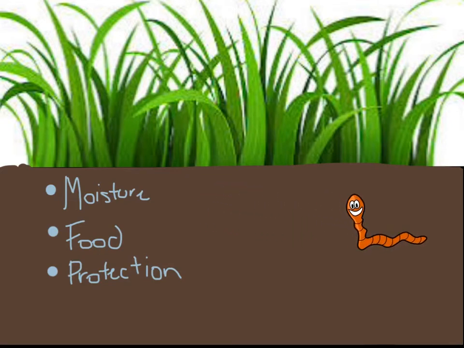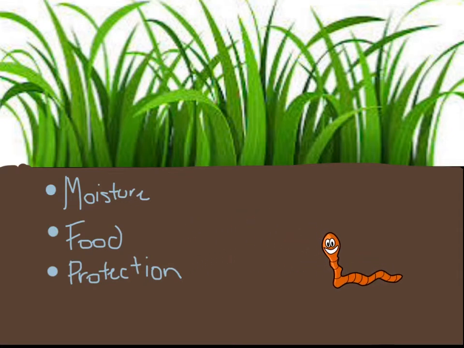The second reason is the food. Food which they obtain by eating the soil and digesting the organic material is very important. Earthworms are decomposers, so they eat the organic material and then give it back to the soil.